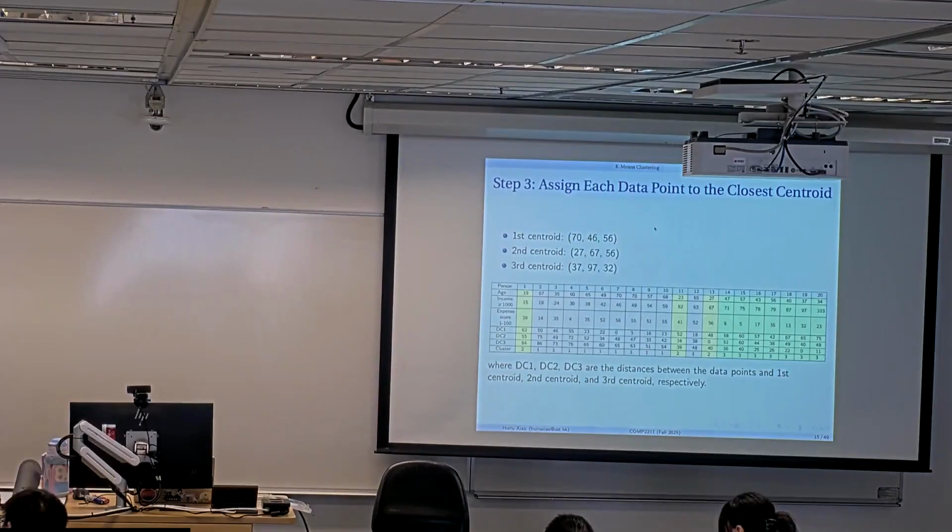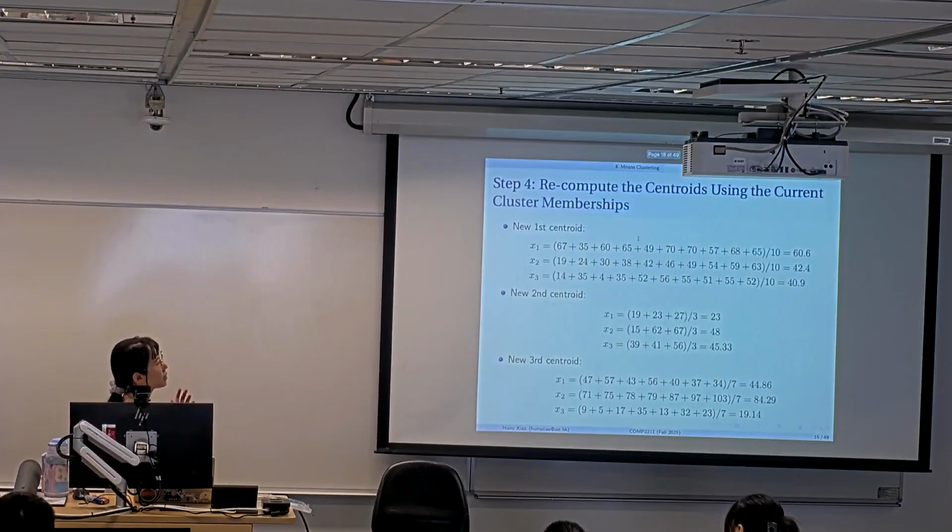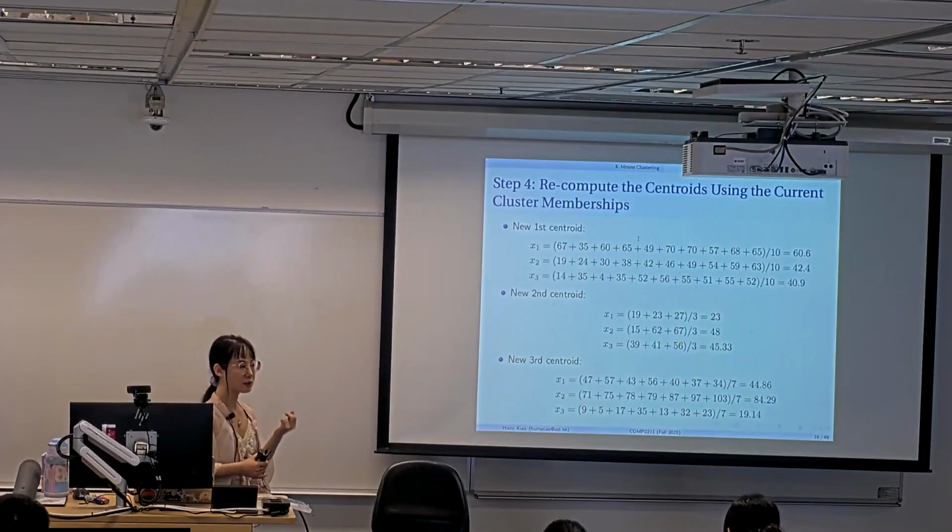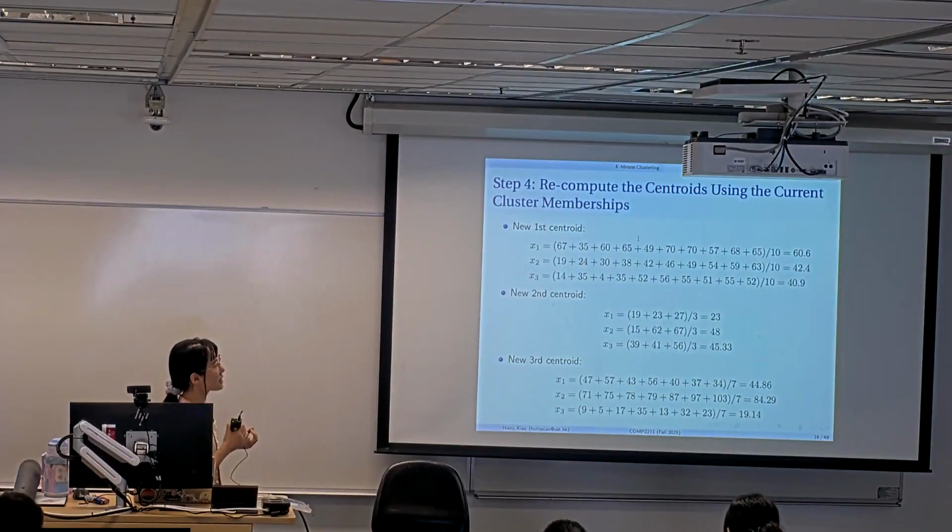So at the end, we have the 3 clusters. Cluster 1 are the pink ones, cluster 2 are the yellow ones, and cluster 3 are the green ones. So after that, we have the updated clustering, but it's not convergent yet. So we go into step 4. We need to update all the centroids using the current cluster membership.